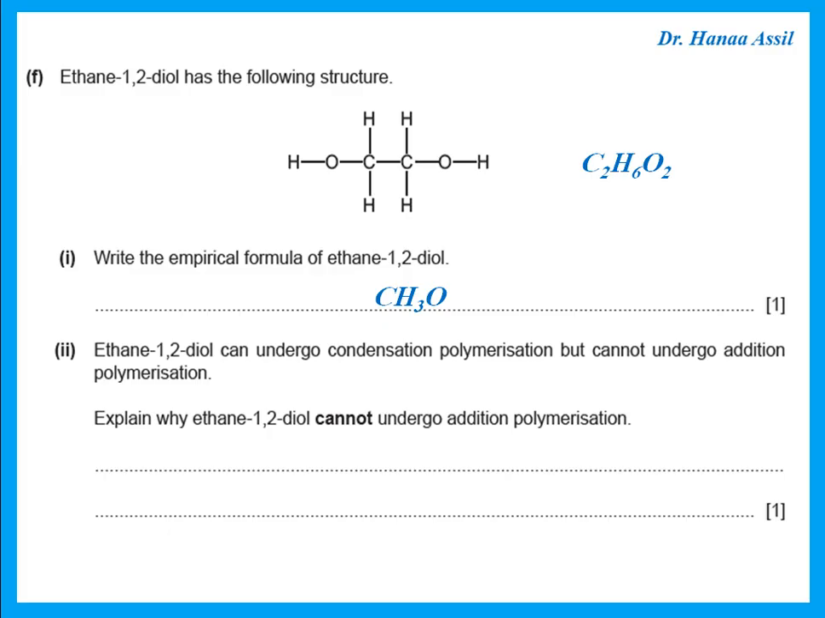Do we understand the difference between molecular and empirical? Molecular shows the actual number of carbons and hydrogens and oxygens. Empirical shows the simplest ratio between the atoms. Ethane 1,2-diol can undergo condensation polymerization, but cannot undergo addition. Explain why this cannot undergo addition.